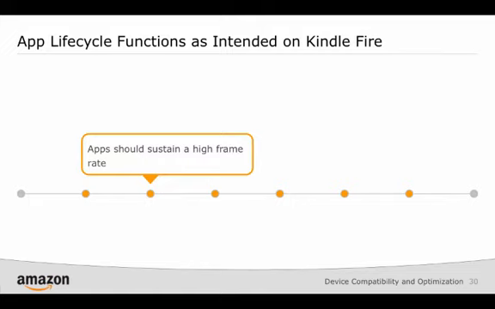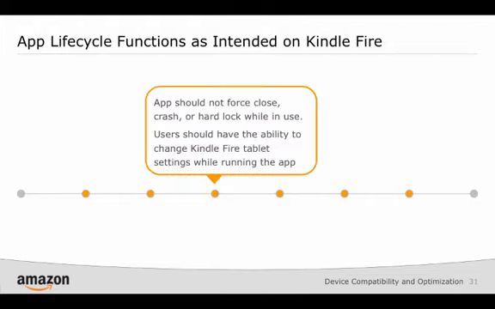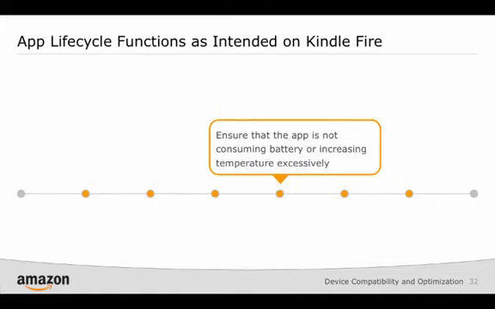Apps should sustain a high frame rate without dropping below 25 frames per second for an extended period of time. The recommended average frame rate is 55 to 60 frames per second, especially for apps that involve fast-moving graphic objects. Apps should not throw exceptions, force close, crash, or hard lock while in use. Users should have the ability to change Kindle Fire tablet settings while running the app. Please ensure that your app is not consuming excessive battery power.